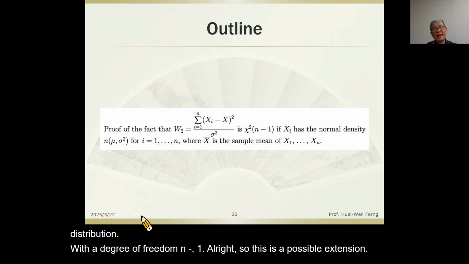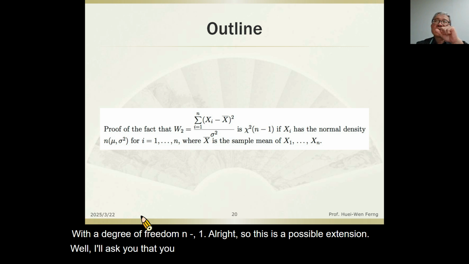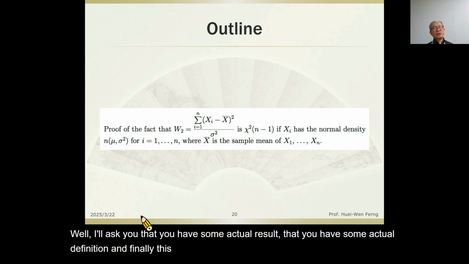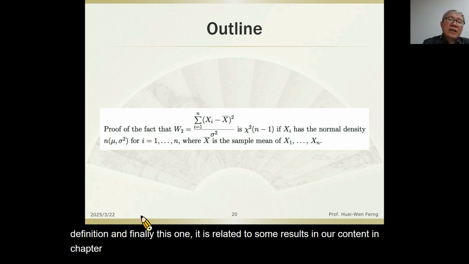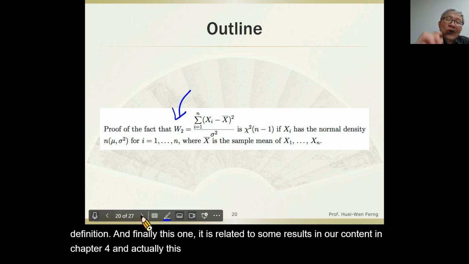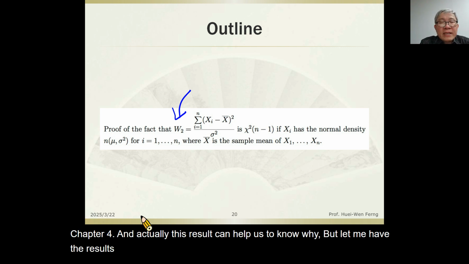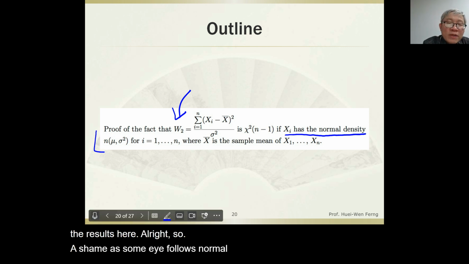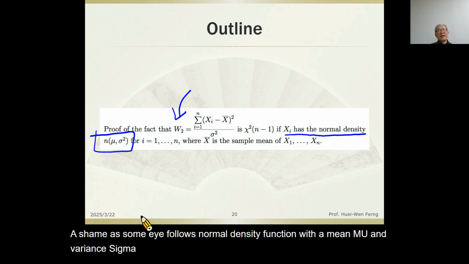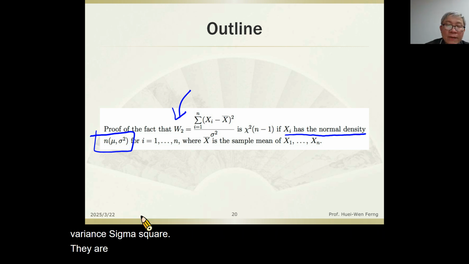Well, actually, we already have some actual results and some actual definitions. And finally, this one is related to some results in our content in chapter 4. And actually, this result can help us to know why. But let me state the results here. Alright, so assume x sub i follows a normal density function with mean mu and variance sigma square. They are IID.